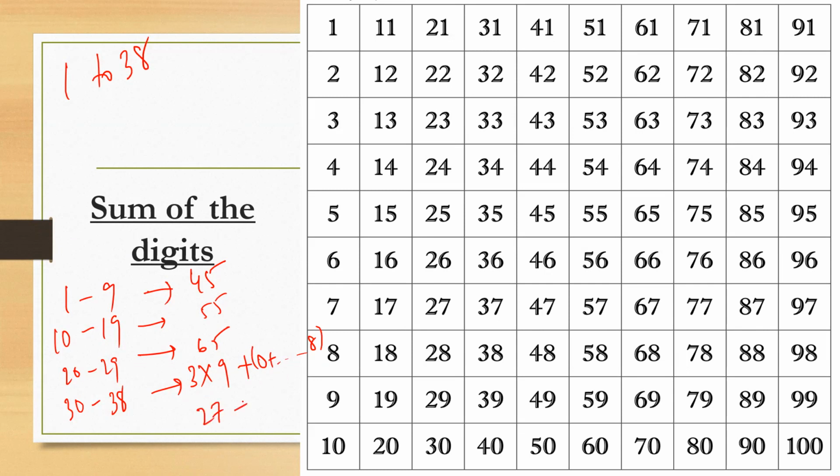Okay. So this is 27. Plus here it is n into n plus 1 by 2. 8 into 9 by 2. Okay. 27 plus 36. Okay, so you add this, this, and this. Okay, so I'm hoping everyone got the same answer. So that should be the answer. That is 228.